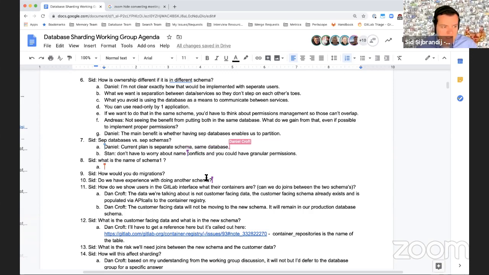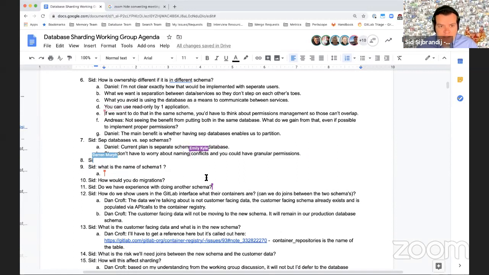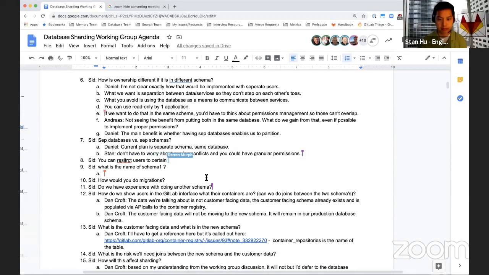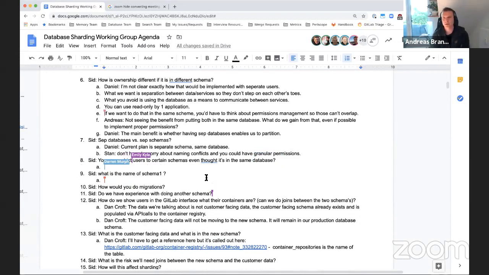Okay. So you can restrict users to certain schemas, even though it's all within the same database? I believe so, Andres. If I'm correct, you can grant permissions on certain schemas to different users. That's correct, yes. I think those benefits, you also get them from separate databases. You don't have to do anything about it because they're separate by definition.